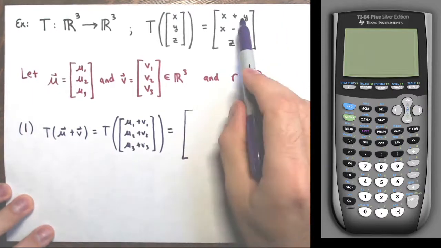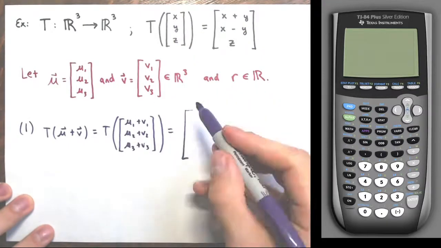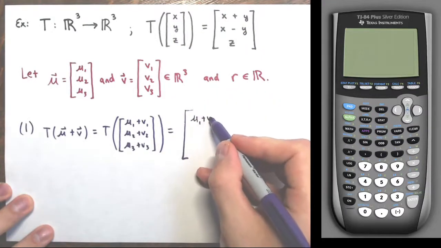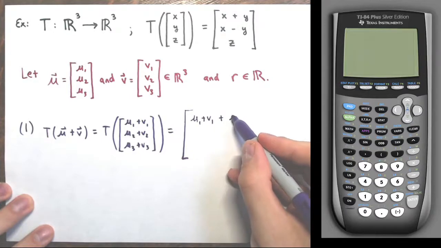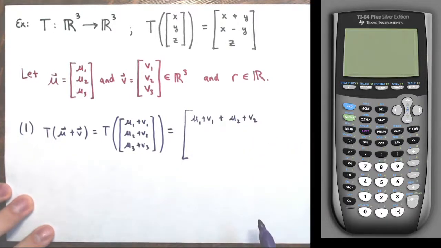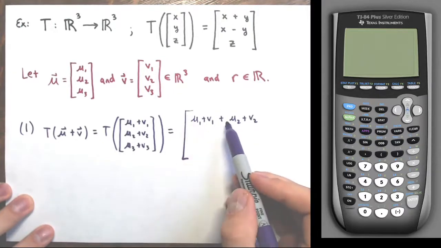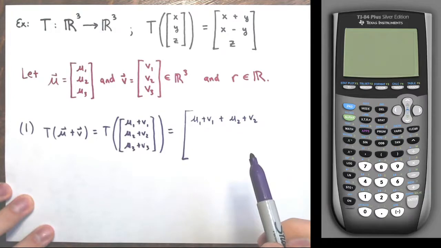The first component in the output is the sum of the first 2 components of the input. So it's u1 plus v1 plus u2 plus v2. You could also put parentheses around these, but it's just a bunch of addition. So first component plus second component. If you want to put parentheses around, fine, but really they're not needed.